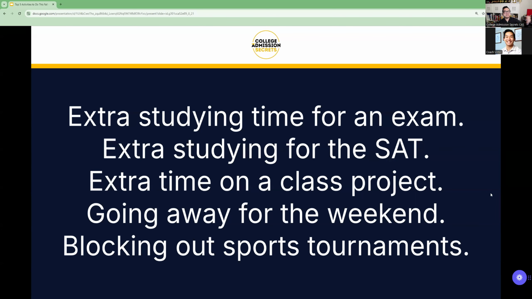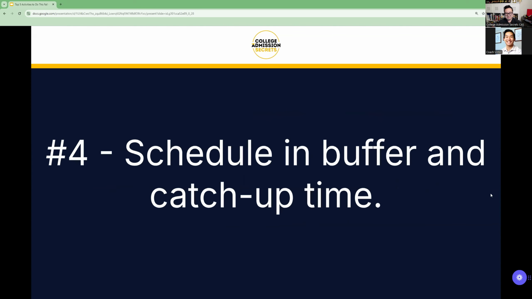Block it off. Students, if you're going away for a tournament, you know that you're out the whole day, block that off so you don't have to juggle two things at once, right? Being aware of things that happen. This is the part that changes, right? On a weekly basis, you're not going to study for an exam every single week unless you have an exam every single week. You've got to factor that in also. But the idea is this changes on a weekly basis.